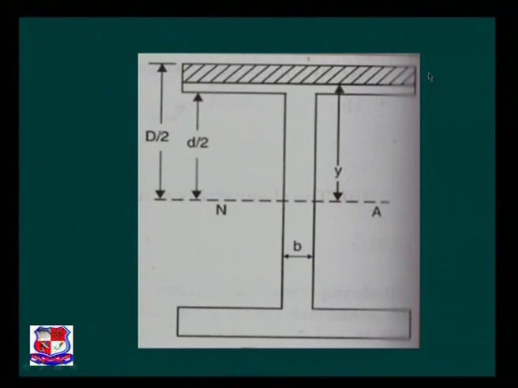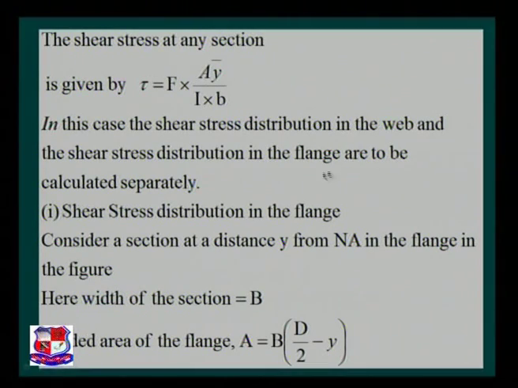capital B multiplied by the available depth. What is this depth? This depth is nothing but bracket D by 2 minus y, that is the depth available. So, the area of the shaded portion is capital B into bracket D by 2 minus y. This is the equation, that is the area of the shaded area of the flange.